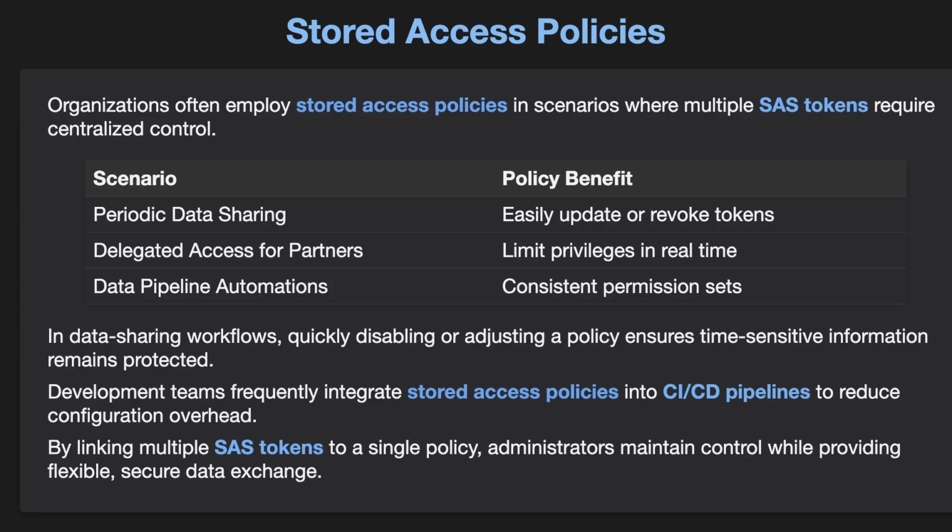Periodic data sharing: easily update or revoke tokens. Delegated access for partners: limit privileges. Real-time data pipeline automations: consistent permission sets in data sharing workflows. Quickly disabling or adjusting a policy ensures time-sensitive information remains protected. Development teams frequently integrate stored access policies into CI/CD pipelines to reduce configuration overhead. By linking multiple SAS tokens to a single policy, administrators maintain control while providing flexible, secure data exchange.